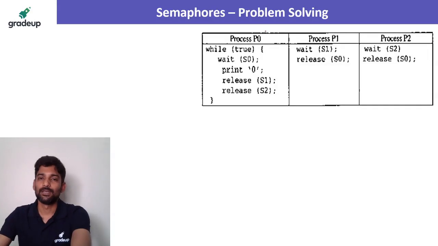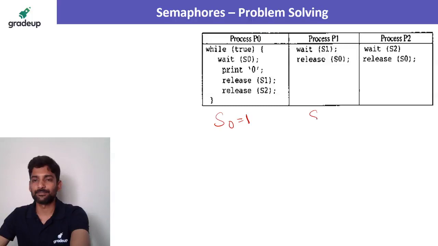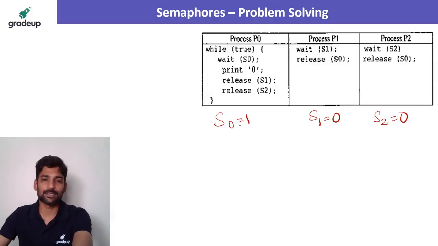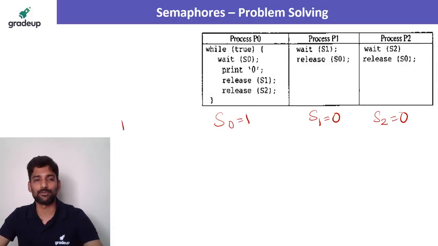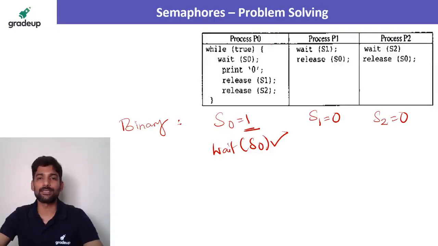So here it is initialized: S0 is 1, S1 is equal to 0, and S2 is equal to 0. Yesterday we discussed that when it is a binary semaphore, wait operation is possible on the semaphore which has 1. So wait of S0 is possible, and P0 will execute first.